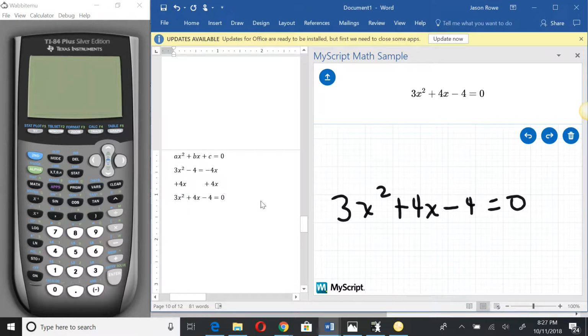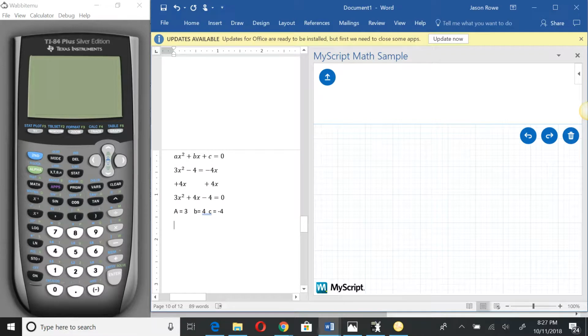So now, identify a, b, and c. A equals 3. B equals 4. C equals negative 4. Watch the signs. Make sure you don't forget them.